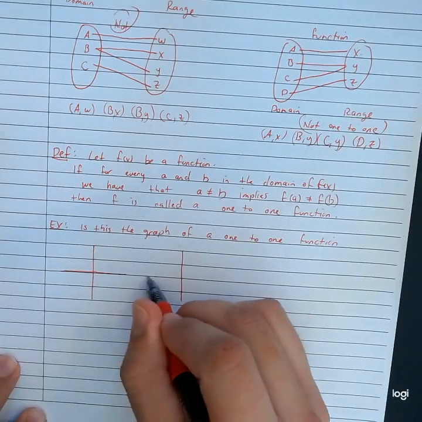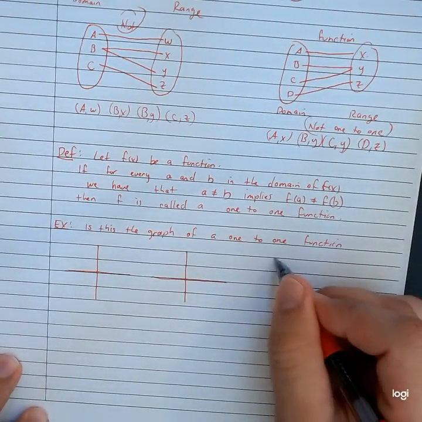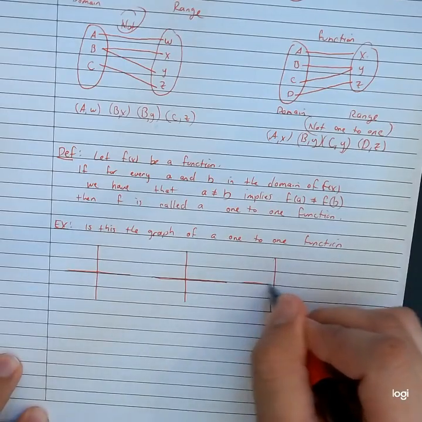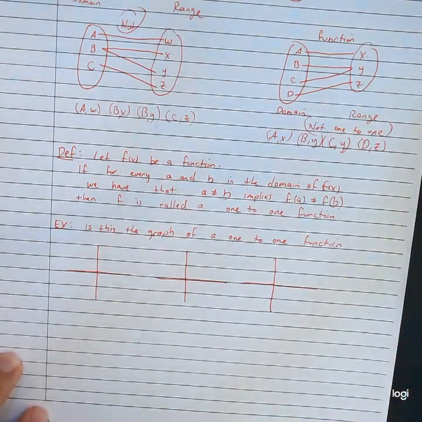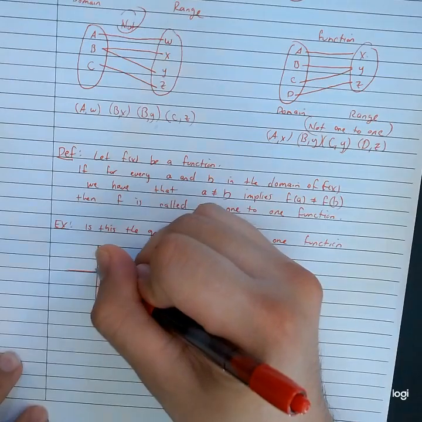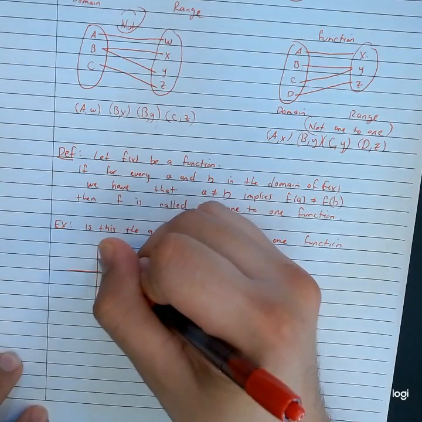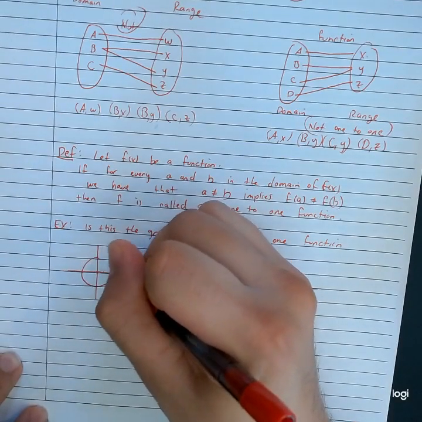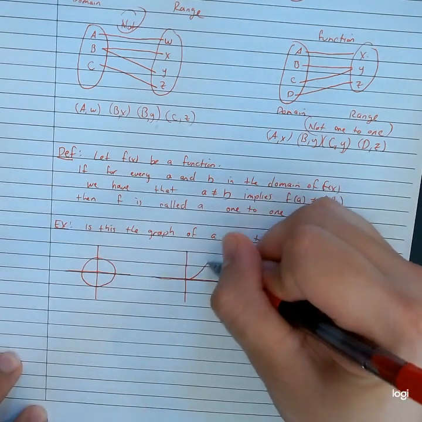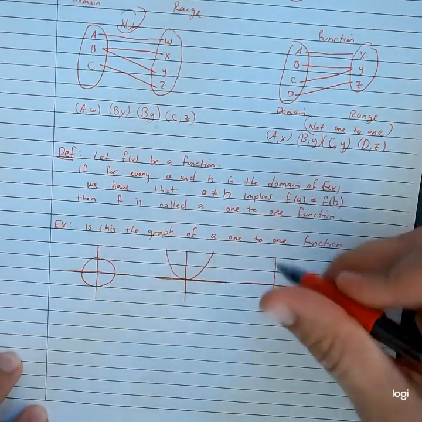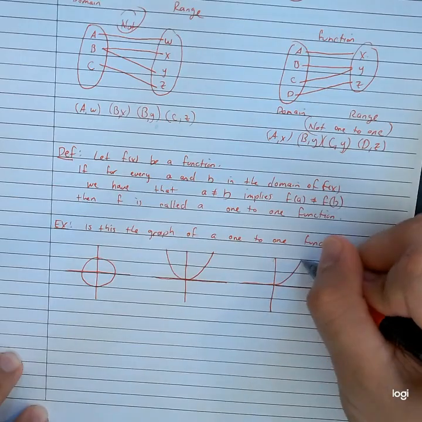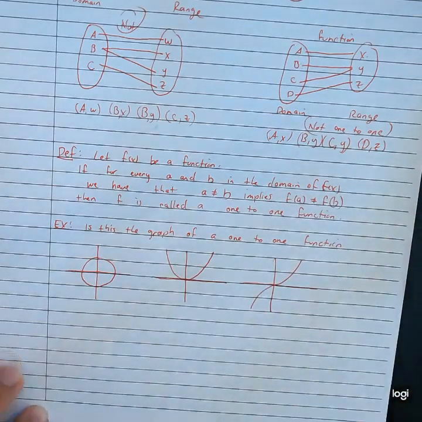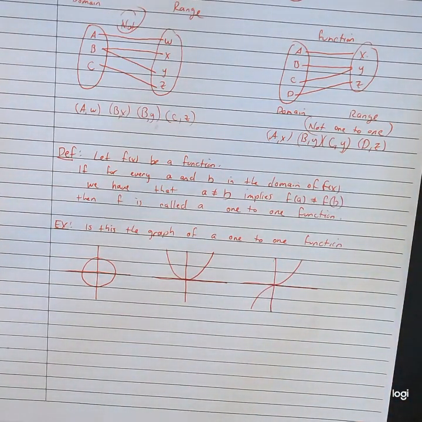Let's say someone went through and built these graphs from some equation. We don't really worry about what the equation is. We just need to know what the graph looks like. Okay? So let's take this one. Let's take this one. And we'll take this one. Okay? So first of all, is this a one-to-one function?